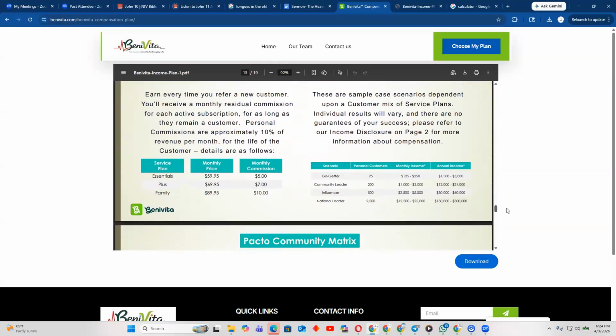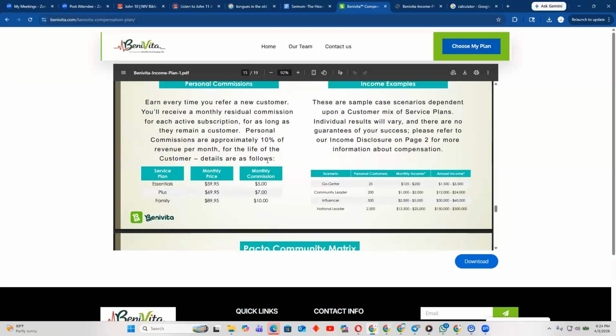And then it shows right here that whenever you get a customer, you're going to get paid for the essential. You're going to get paid $5 a month every time they stay on. For the plus customer, you're going to get $7. And for the family, you're going to get $10 every month. If you just get your 25 customers, it's going to unlock the 25 levels. You're going to be making some good income, between $1,500 and $3,000, depending on which one they got.